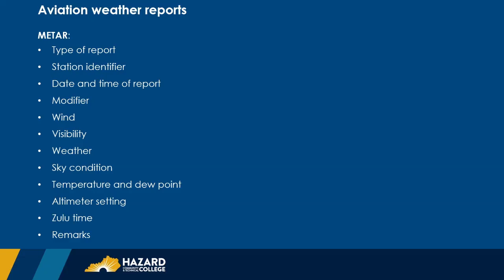Next is going to be your temperature and dew point. The air temperature and the dew point are always given in degrees Celsius. Temperatures below 0 Celsius are preceded by the letter M to indicate minus. Next, you list your altimeter setting, reported in inches of mercury. In a 4-digit number group, it is always preceded by the letter A. Rising or falling pressure may also be denoted in the remarks section as PRESRR or PRESFR.